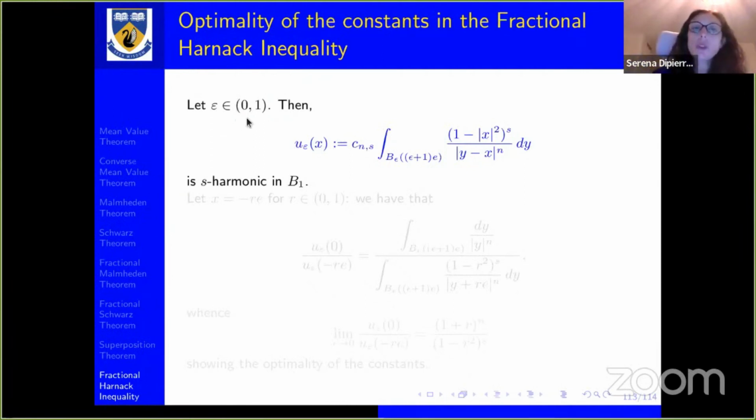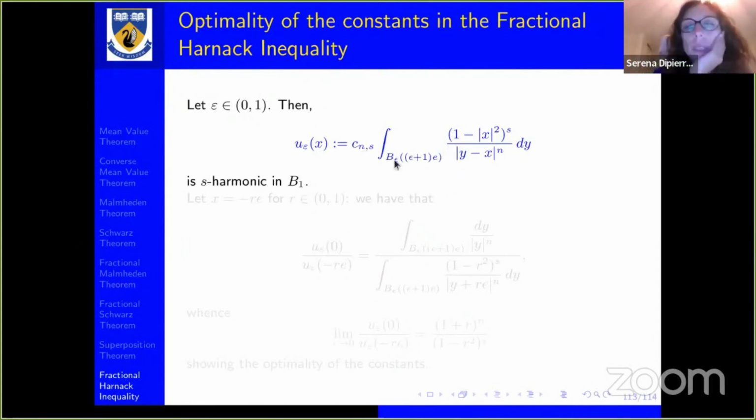So I'll fix an epsilon. To construct these functions, I'll fix an epsilon, and then I will define u epsilon to be an integral over a ball B of radius epsilon, centered at epsilon plus 1 in some direction e, some unit vector e, of this object here. So now this is s-harmonic in B1, with the datum outside.